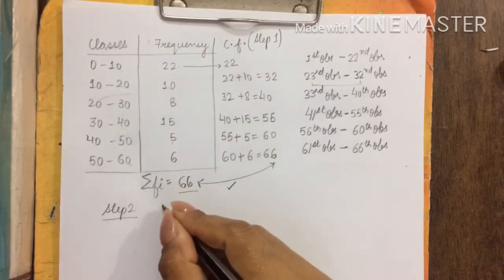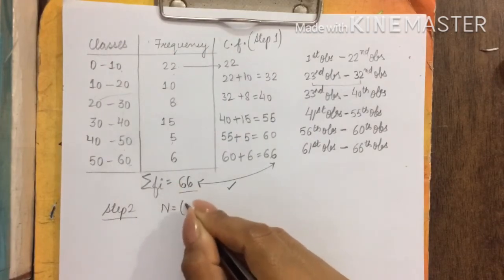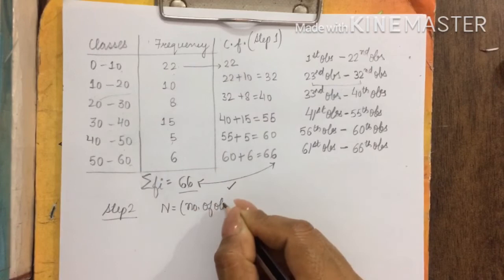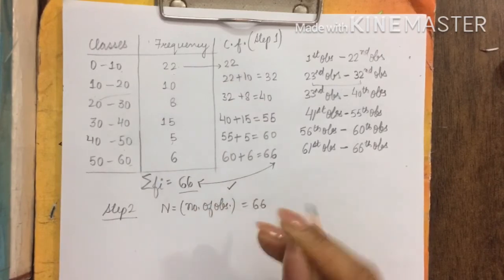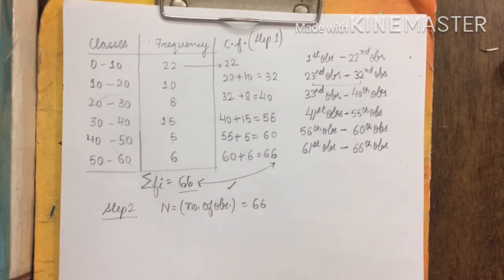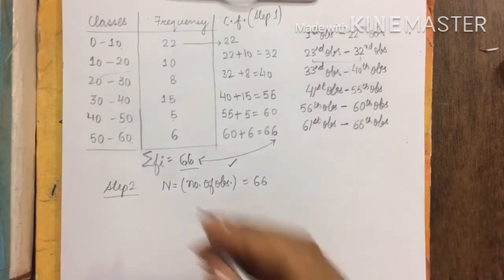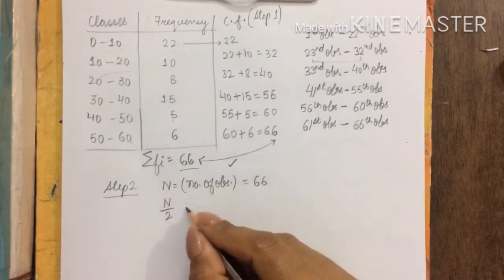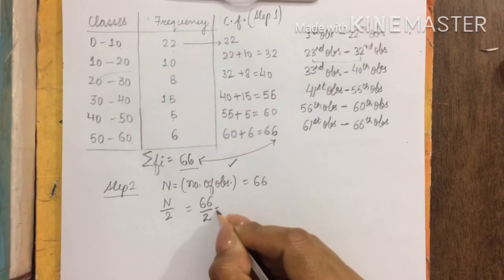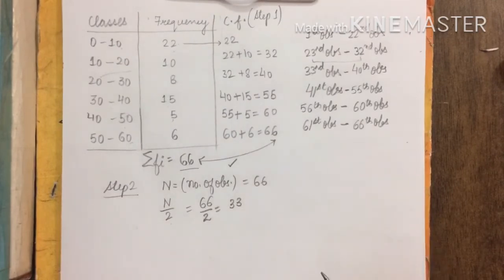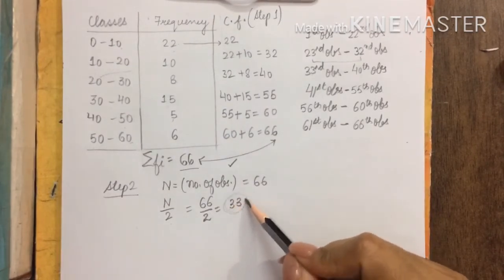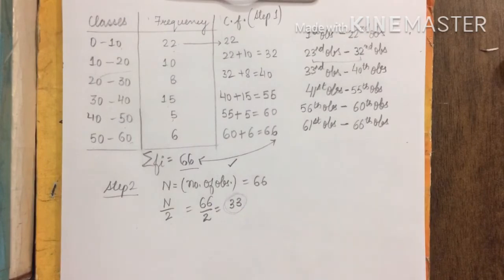So I have got a total of n, the number of observations, which is 66. I want to divide this list of 66 observations into 2 parts. So the next step is to find out the half. So half of 66 is 33. So I need to locate the 33rd observation.